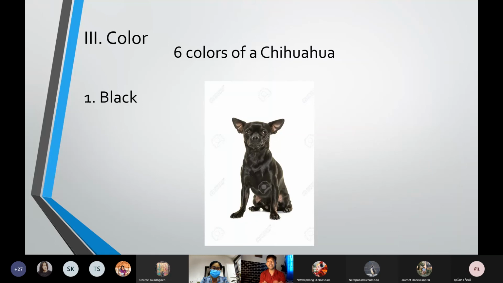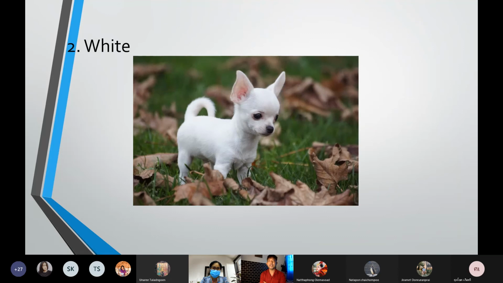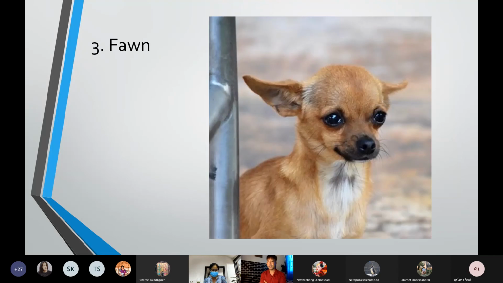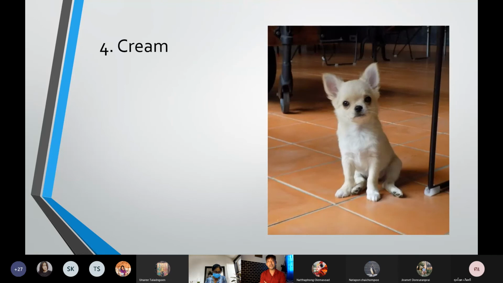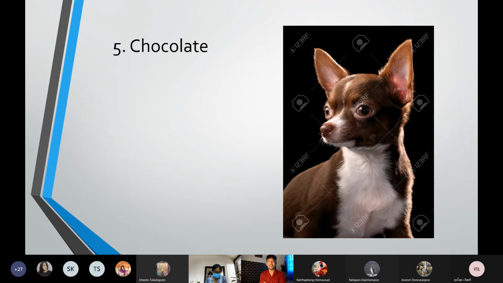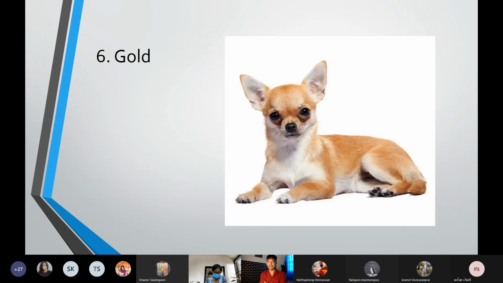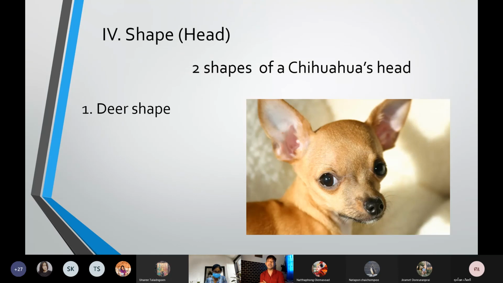Number 1, the black, as you can see on the photo. Next one, the white. Next one, the fawn, the cream, chocolate, and gold. Now let's move on to the last point, which is the shape of the head of Chihuahua.